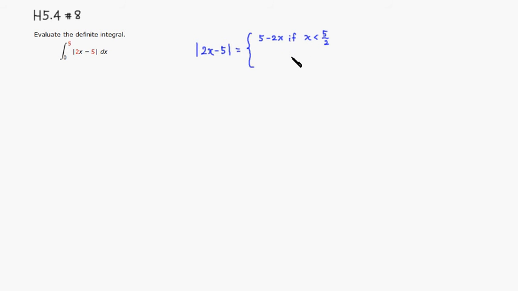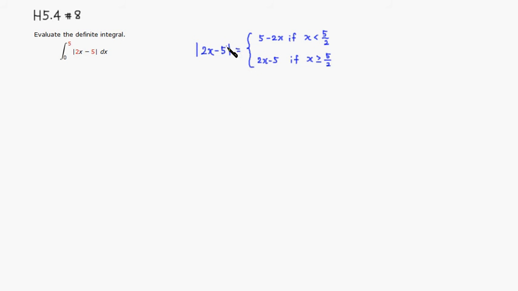Then if x is greater than or equal to 5 halves, then the quantity 2x minus 5 is positive, so the absolute value sign doesn't do anything. So it's going to be just 2x minus 5.